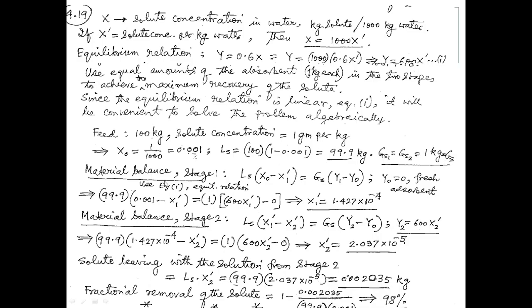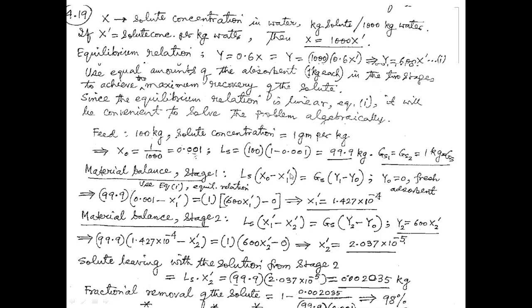Now material balance: LS into x0, x0 is entering, outgoing is x1 dash, equal to GS into y1 minus y0. Now I know x0 is known to me. Y0 is a fresh absorbent. Now this is liquid extraction. But when it is coming out from the stage, y1 and x1 dash, these two are in equilibrium, isn't it?